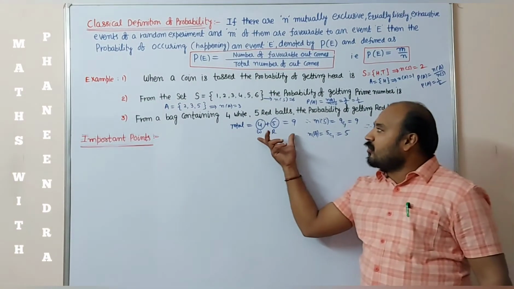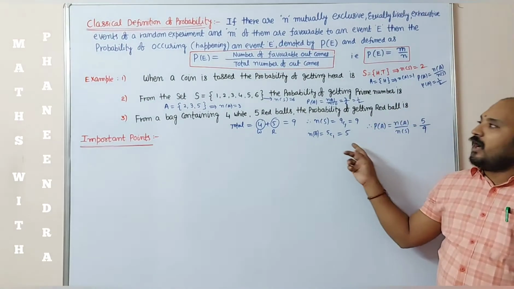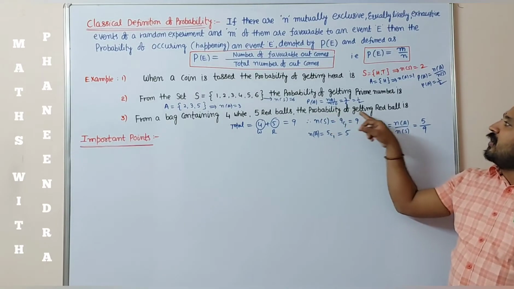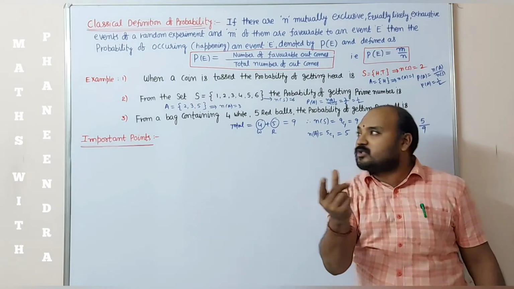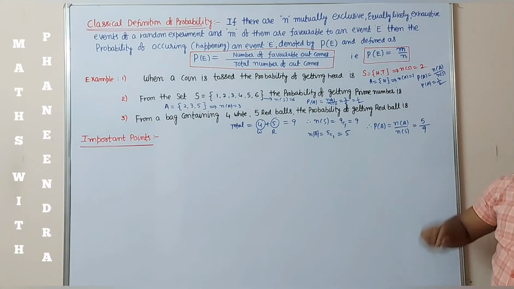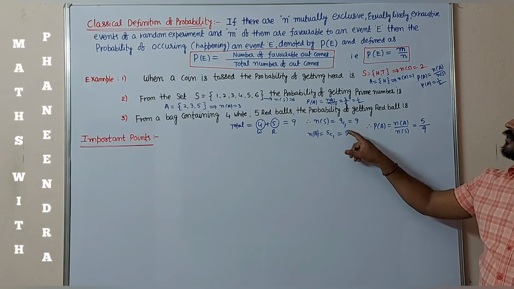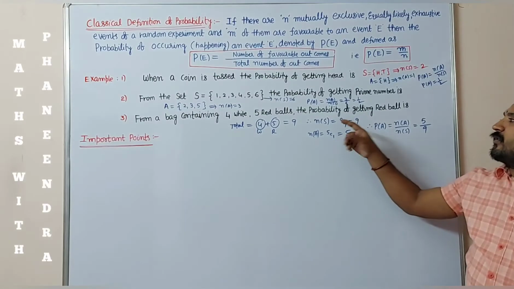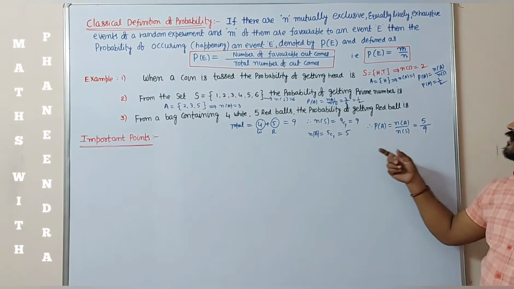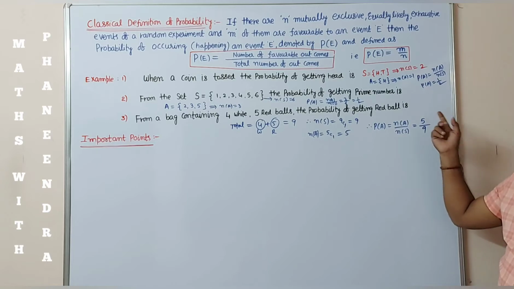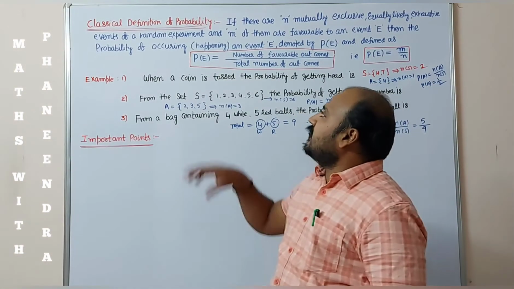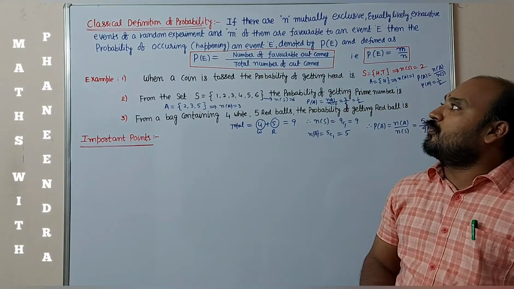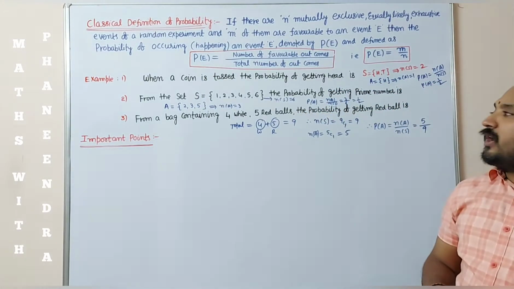So the total number of balls, and how many are favorable here? Probability of getting a red ball: how many red balls are there? 5 red balls. Out of 5 red balls, 1 red ball we can select, so 5C1. Out of total 9 balls, we can also select 1, 9C1. So 5C1 by 9C1 is equal to 5 by 9. In this way we can apply the definition of probability.